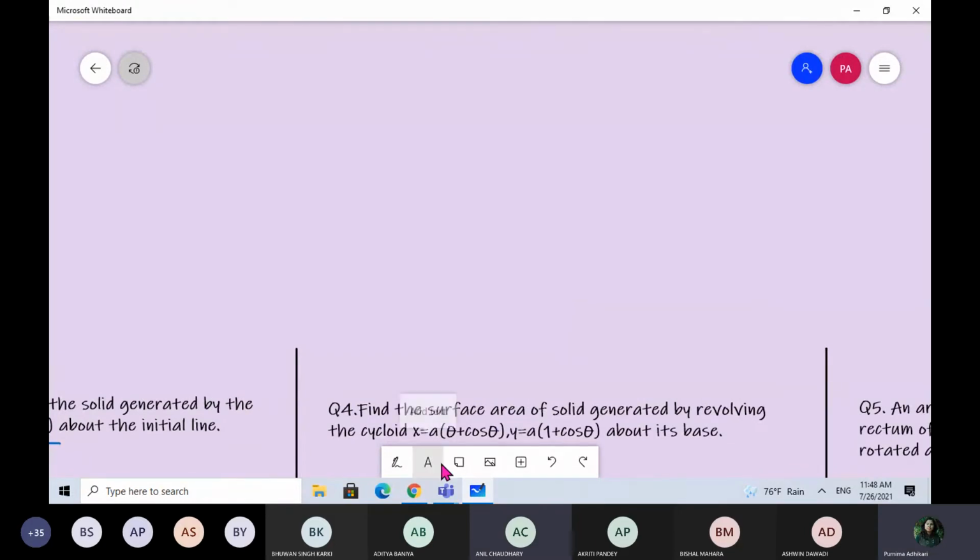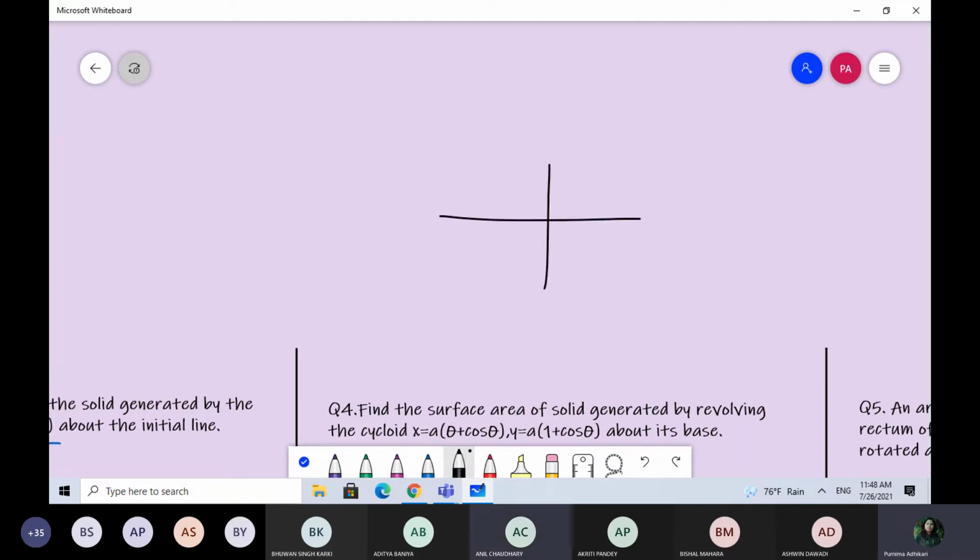Okay. Yes, x equals a(theta plus cos theta) and y equals a(1 plus cos theta). This equation belongs to a cycloid. Clearly you can see, in a cycloid, is it facing upward or downward? Upward, ma'am. All right. Is it passing through the origin or not? No, ma'am, not passing through the origin.